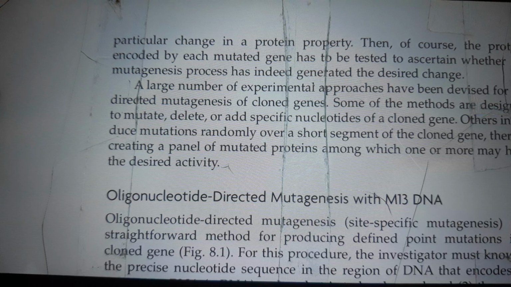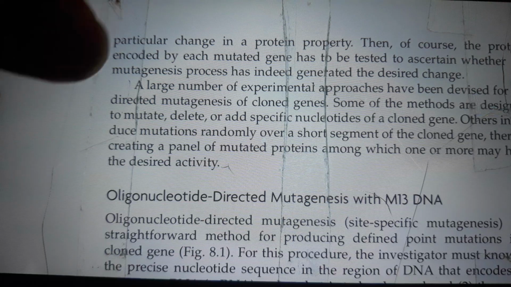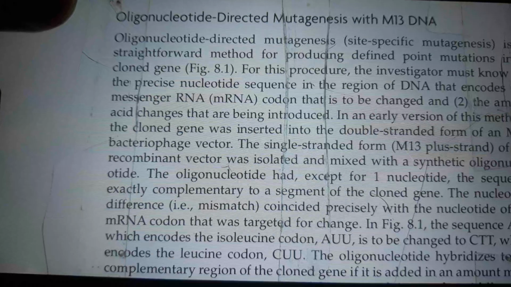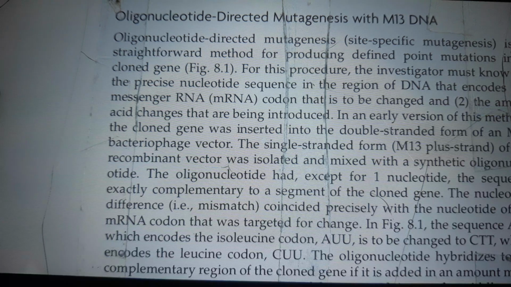Then, of course, the protein encoded by each mutated gene has to be tested to ascertain whether the mutagenesis process has indeed generated the desired change. A large number of experimental approaches have been devised for the directed mutagenesis of cloned genes. Some of the methods are designed to mutate, delete, or add specific nucleotides of a cloned gene. Others introduce mutations randomly over a short segment of the cloned gene, thereby creating a panel of mutated proteins among which one or more may have the desired activity. Oligonucleotide directed mutagenesis with M13 DNA.